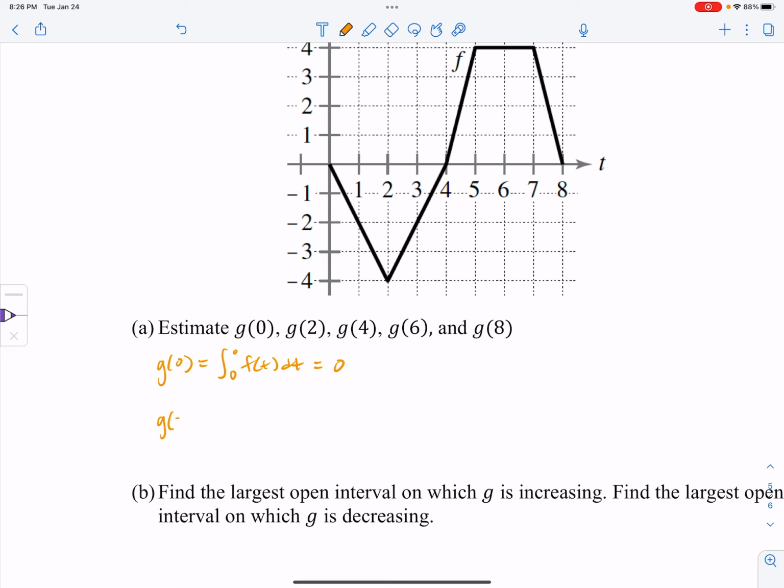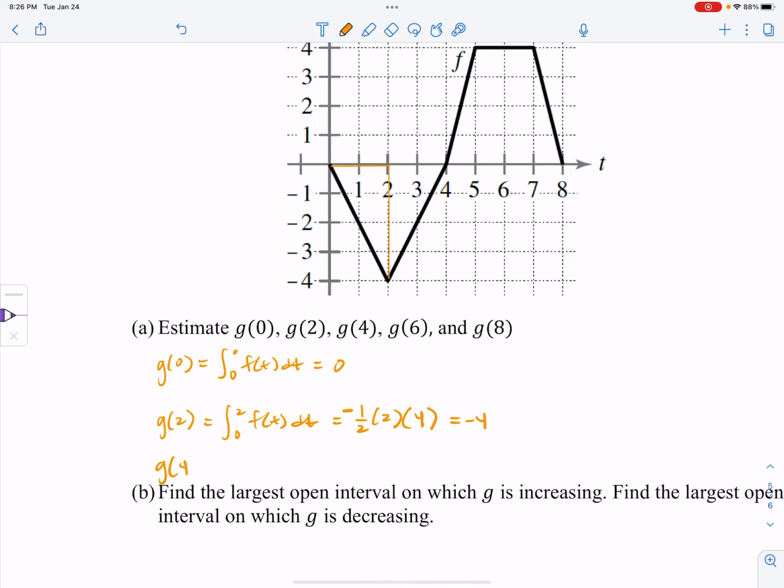G of 2 would be 0 to 2. 0 to 2, that's going to be a negative value because it's negative area. It looks like we can approximate that area using area of a triangle. So 1/2 base of 2, and then the height. And this is going to be negative, so I can either think of that as negative height, or I can just apply the negative and think about calculating the area of that triangle. The height is 4, so it'll be -4.